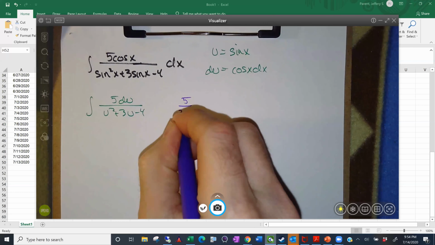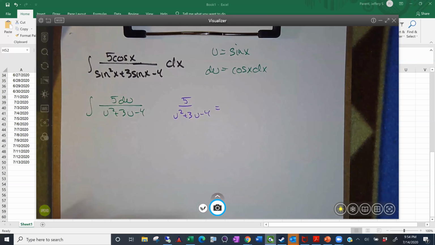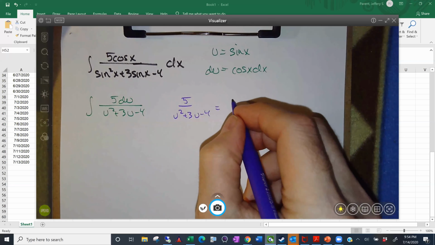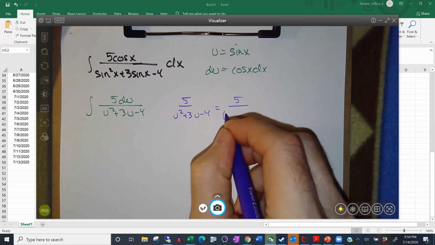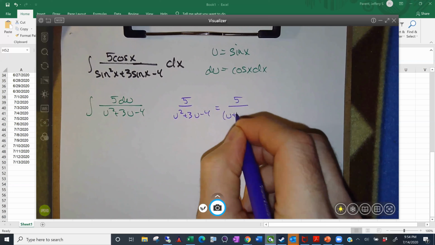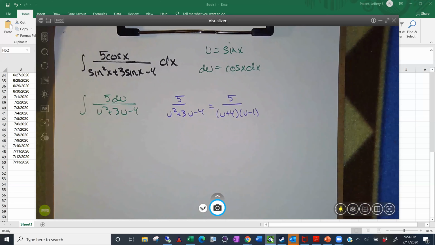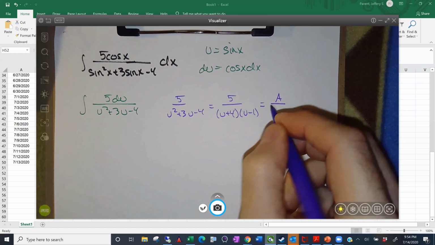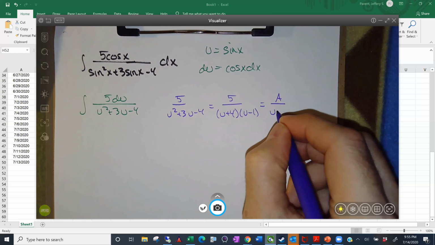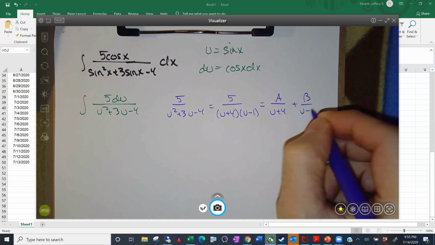5 over u squared plus 3u minus 4. In order to work with that integrand, we're going to have to split it up a little bit. If we factor the denominator, that's going to be 5 over (u plus 4)(u minus 1). Now for each of these terms in the denominator, I have to have a partial fraction: A over u plus 4 plus B over u minus 1.